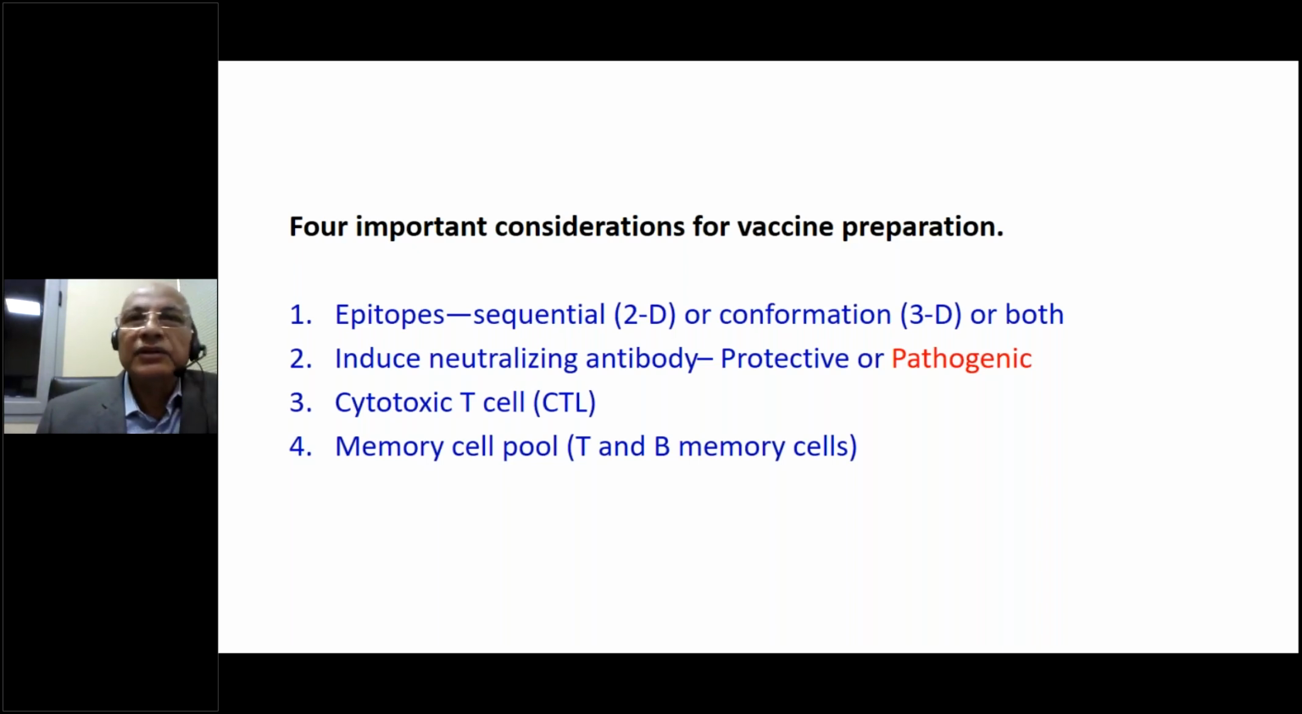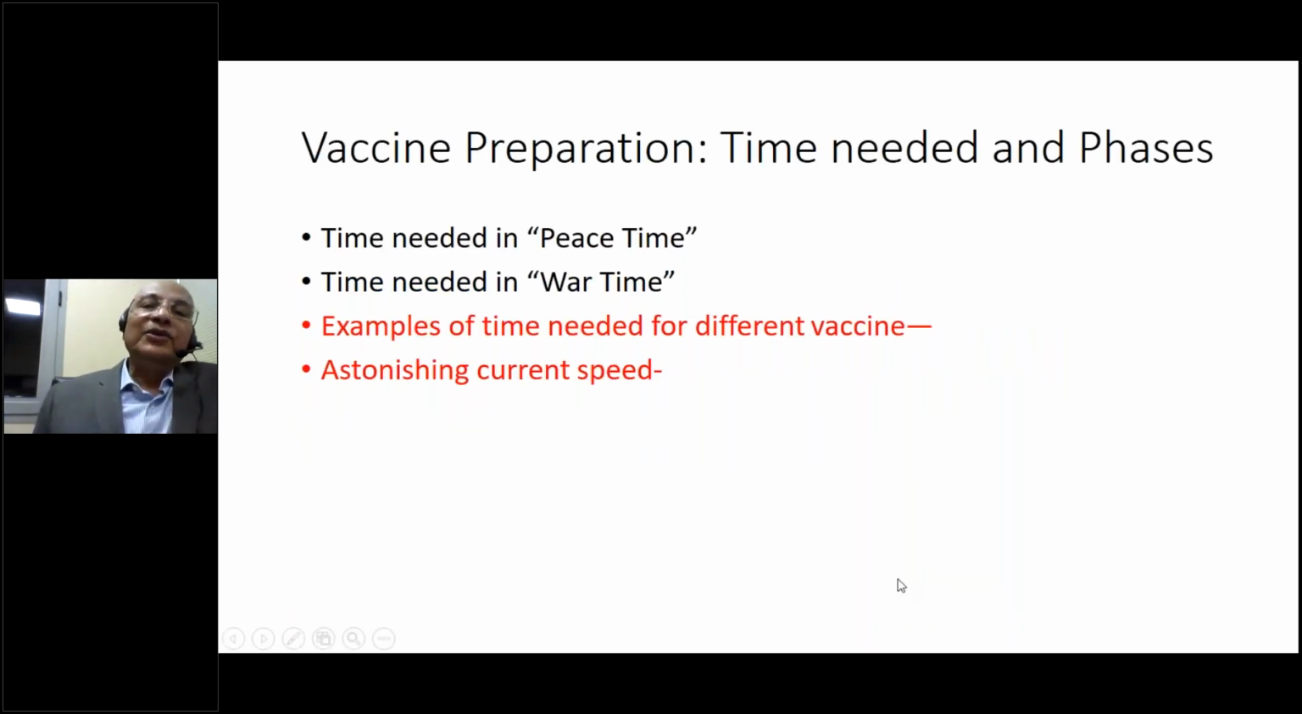But again, it varies for some vaccines. Even once immunized, some give lifelong immunity. Others don't. Again, why does it work for some and why doesn't it work for others? That is a question the scientists are trying to address. So now we talk about vaccine preparation.